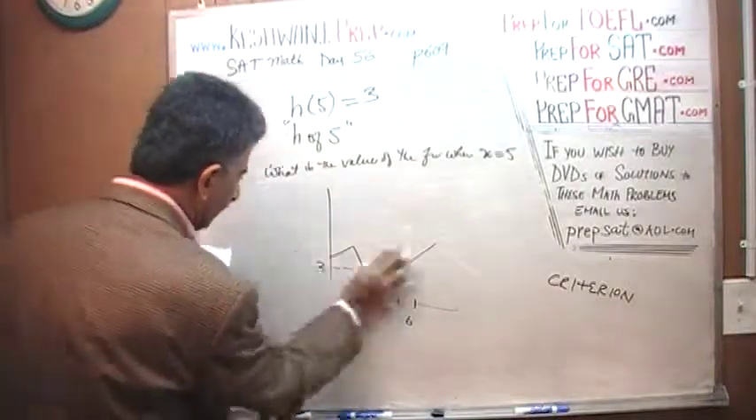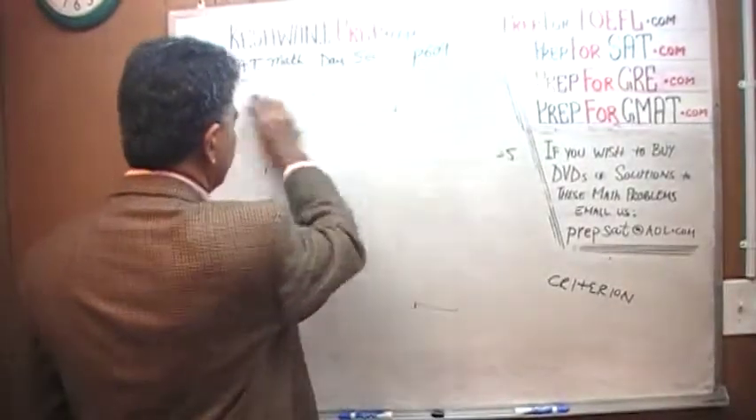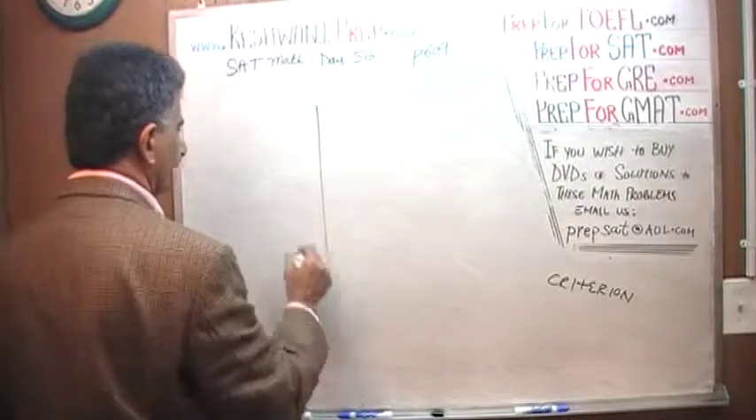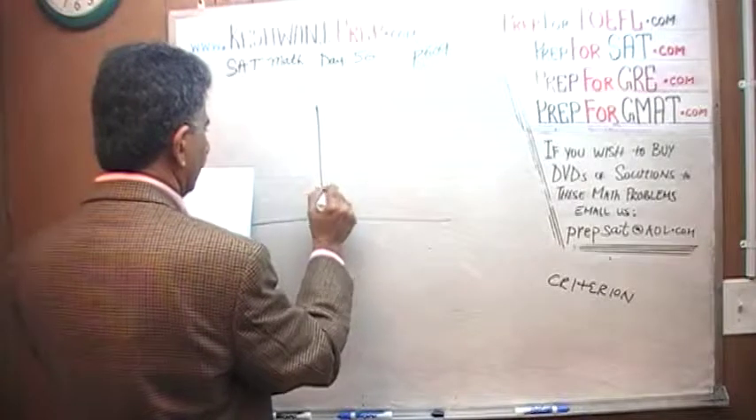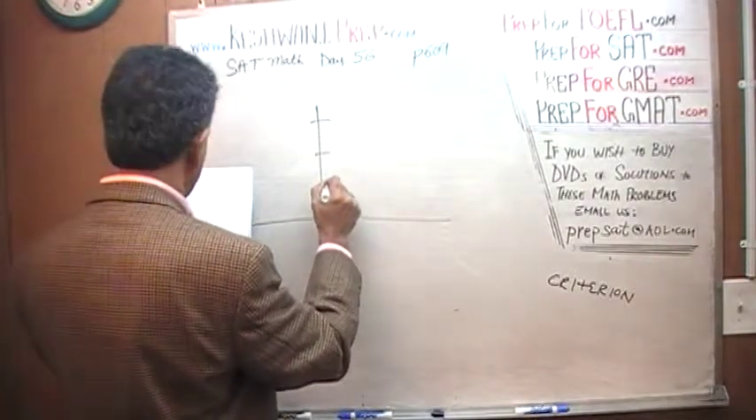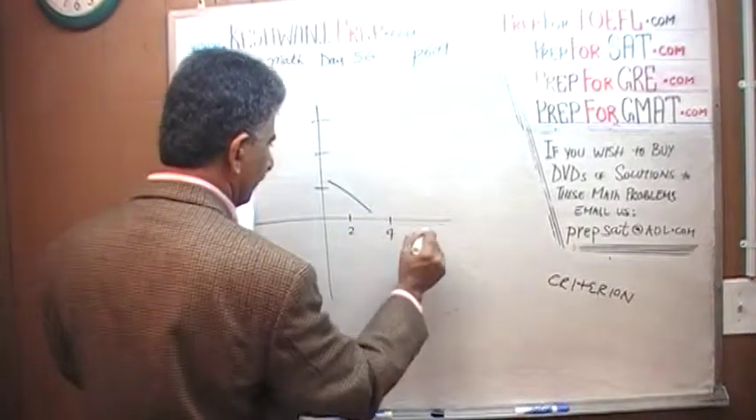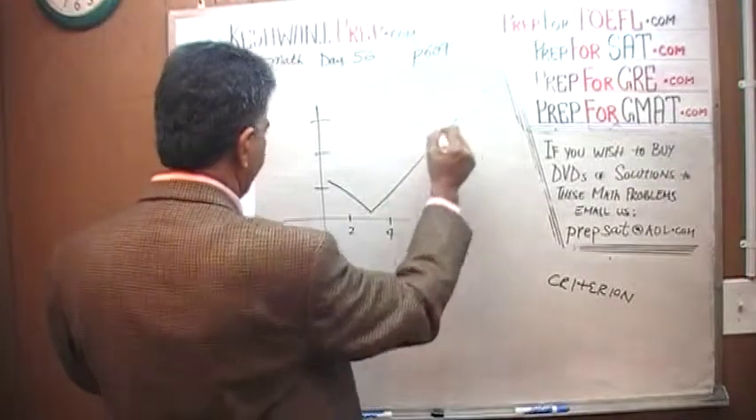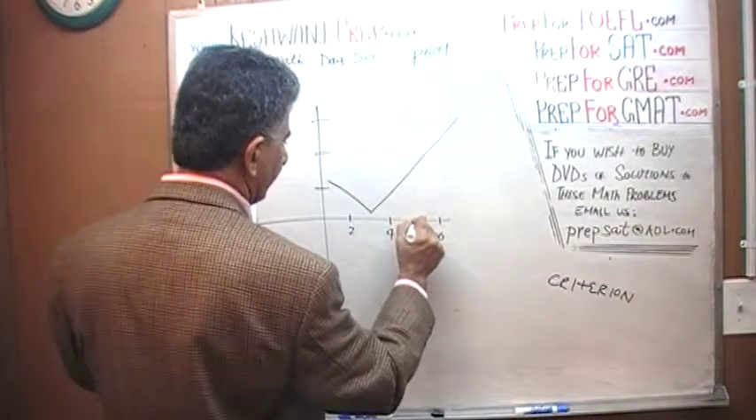Let me redraw it. I don't like it. I want to redraw it. So here's your 2, 4, 6, and it starts out something like this. Somewhere here, then it comes all the way down between 2 and 4. There is a 6, and then it goes up again like this. And here's 5. 5 is going to be right here in the middle.